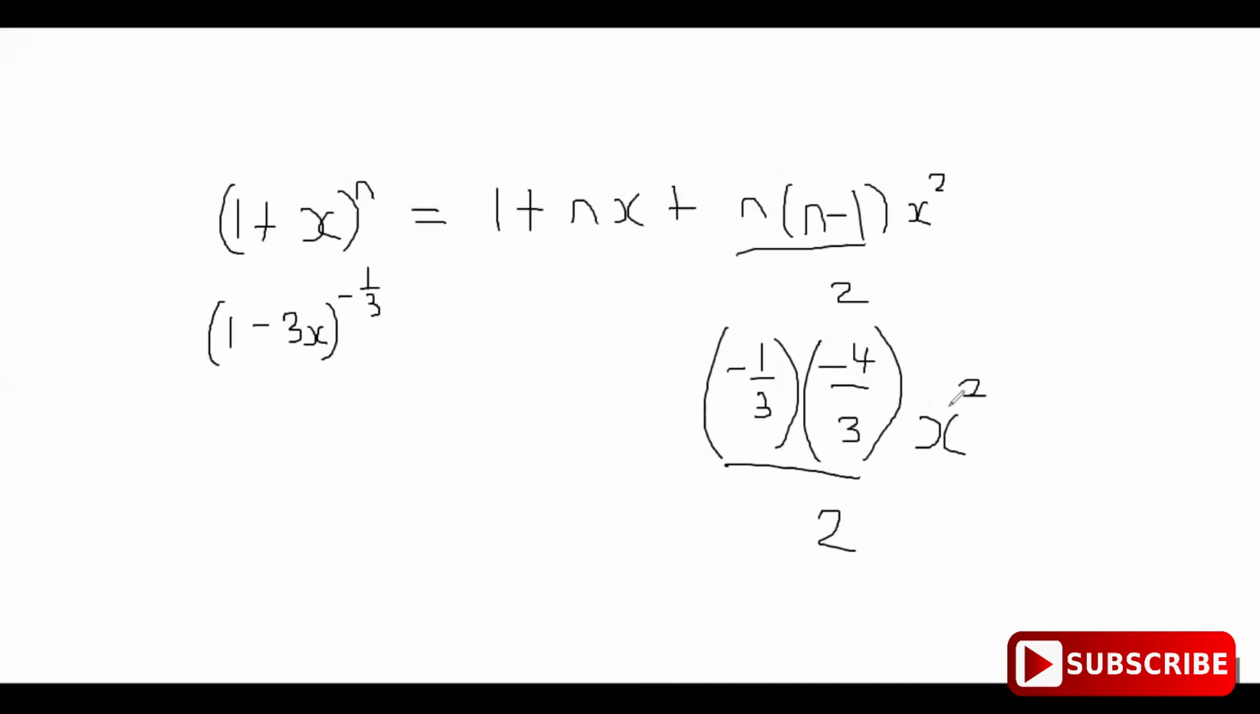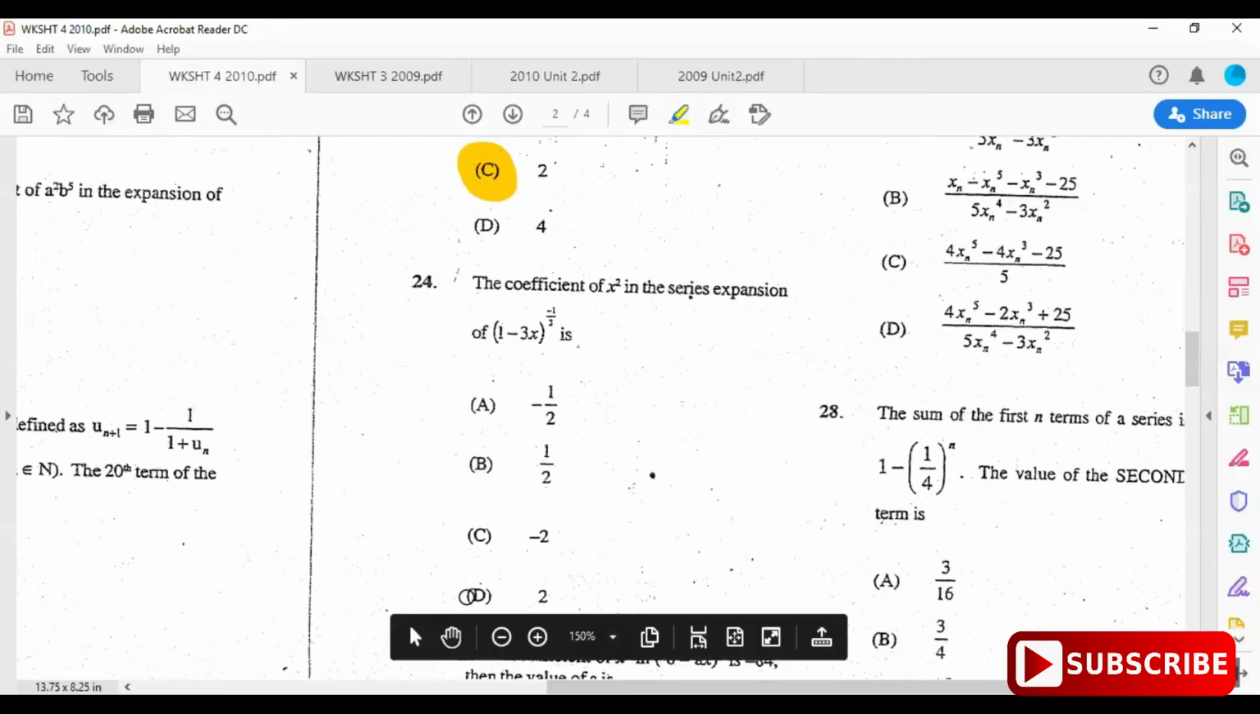Okay, and remember, right here this shouldn't be x squared. This should be minus 3x all squared. So we nearly got tricked there. Minus 3 squared is 9, so 9x squared. We get 2 over 9 times 9 times x squared, which is simply 2x squared. So the coefficient of x squared is 2. Easy.